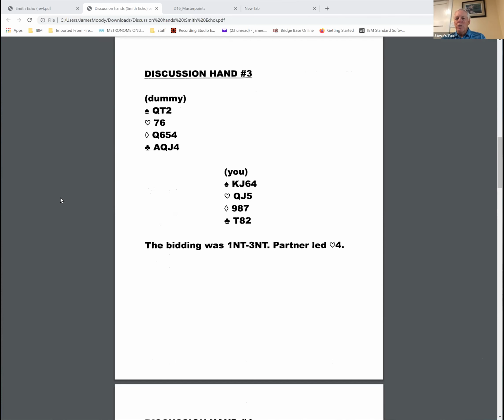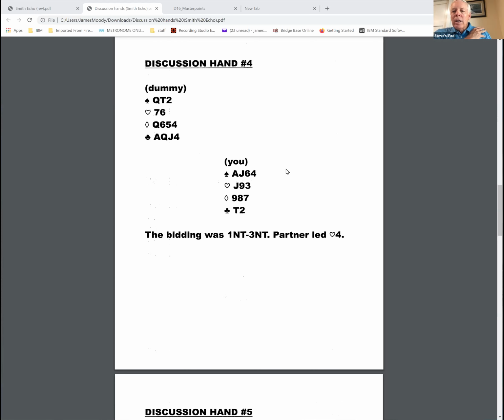All right, if you notice on hand number 4, the dummy is exactly the same as hand number 3. And the bidding was the same too, and the opening lead the same. Okay, so dummy plays a low heart as before, and you're going to put up your jack and declarer wins. All right, let's say declarer plays a club.